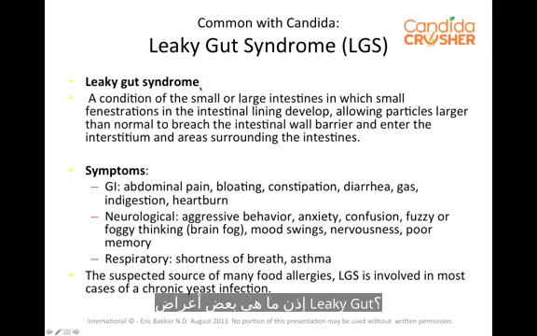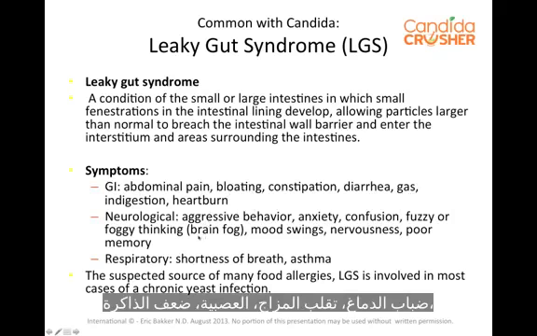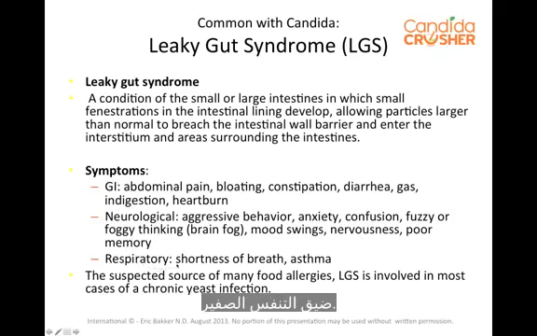So what are some symptoms of leaky gut? Well, abdominal pain. There are sensations of pain on the left or right hand side. Bloating, constipation, gas is a big one. Heartburn, brain fog, mood swings, nervousness, poor memory, wheezing, shortness of breath. You may recognize some of these things if you've got Candida. And once you clear this leaky gut up, you won't suffer so much from these problems anymore.